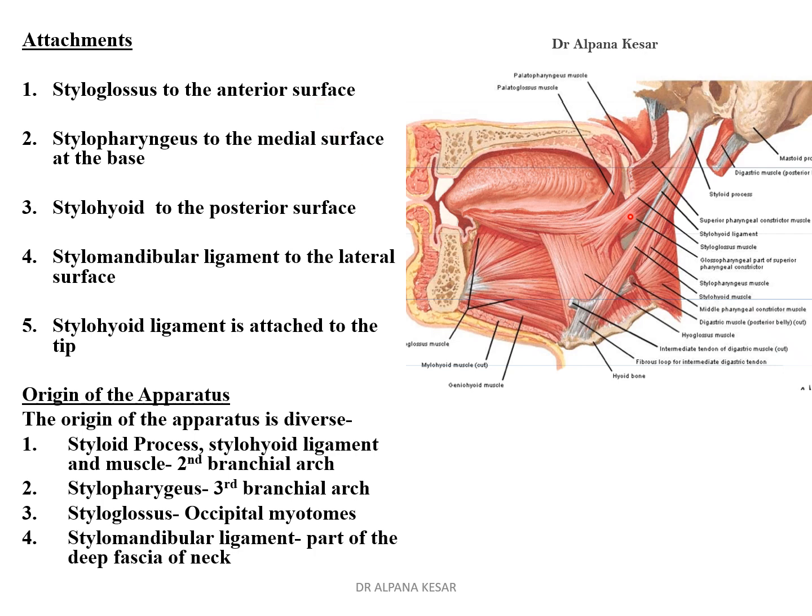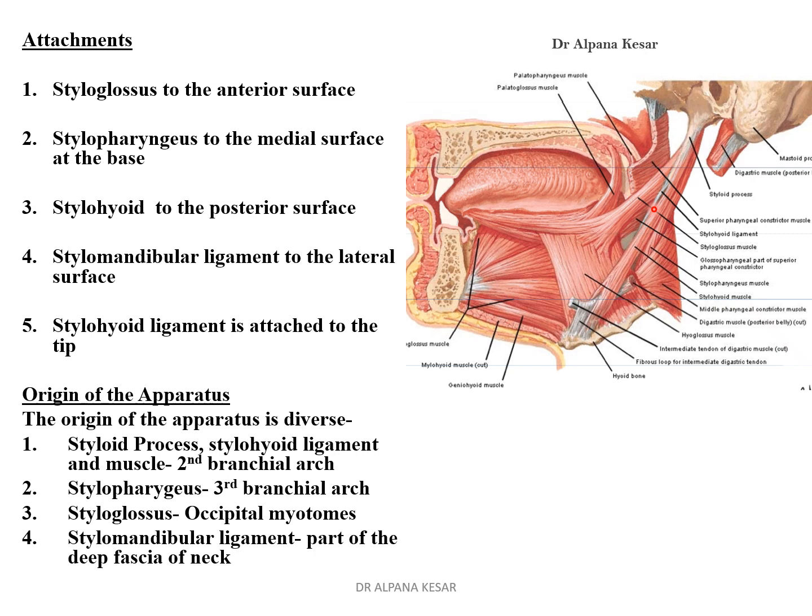Styloglossus muscle, which is the muscle of the tongue, is attached to the anterior surface of the styloid process. Stylopharyngeus muscle, which is the muscle of the pharynx, is attached to the medial surface of the styloid process at its base. The stylohyoid muscle is attached to the posterior surface of the styloid process. It is one of the suprahyoid muscles. Stylomandibular ligament is attached to the lateral surface and the stylohyoid ligament is attached to the tip of the styloid process.